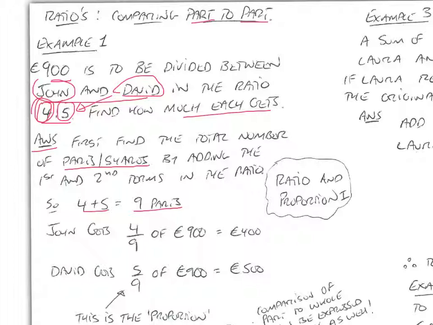So John gets 4/9 of €900, and so that's €400, whilst David will get the remaining 5/9 of €900, and that would be €500. And because 4/9 and 5/9 gives us 9/9, the whole amount.